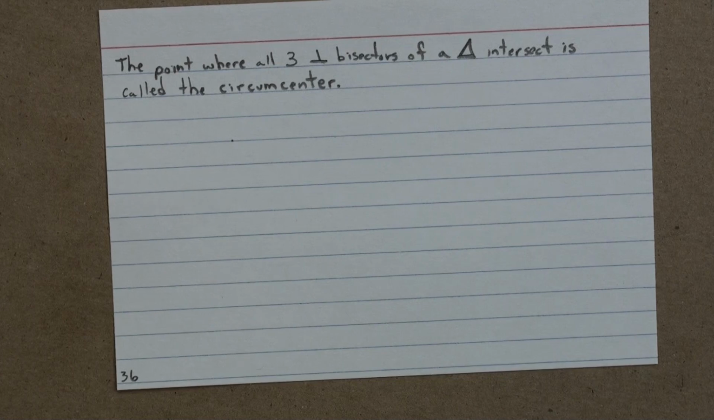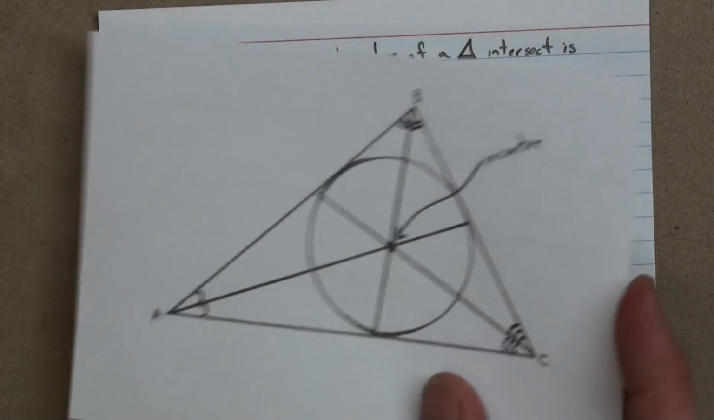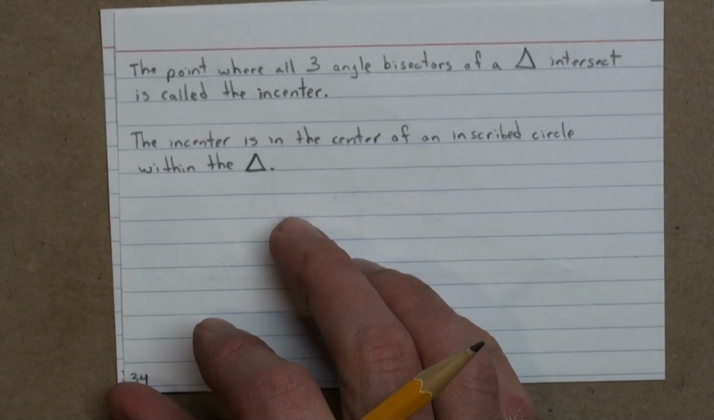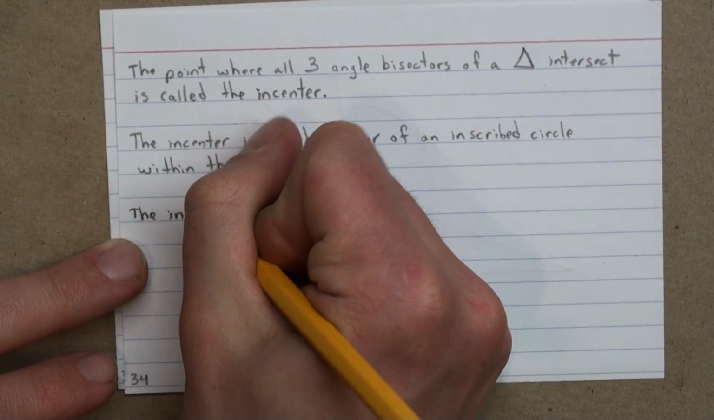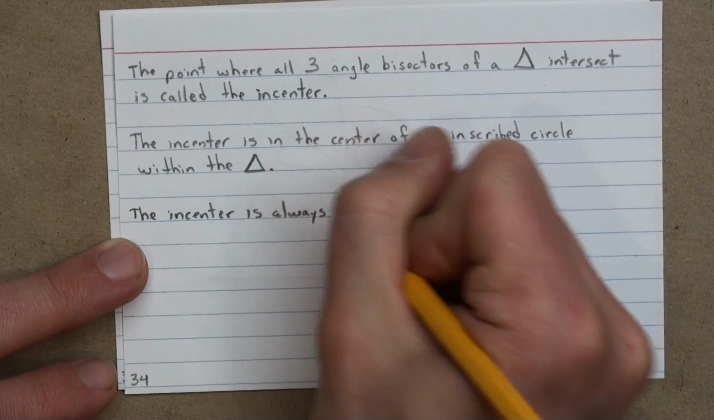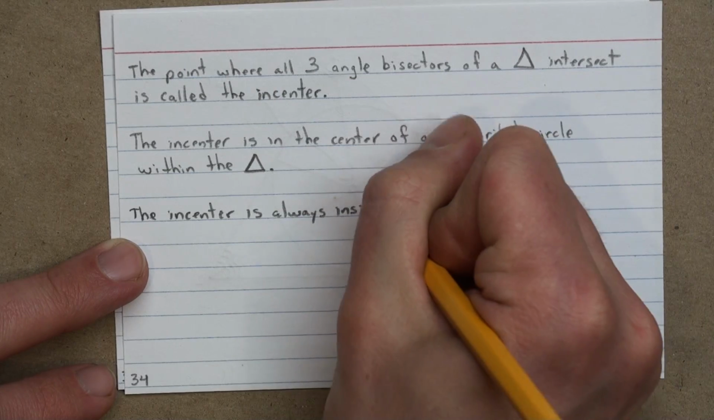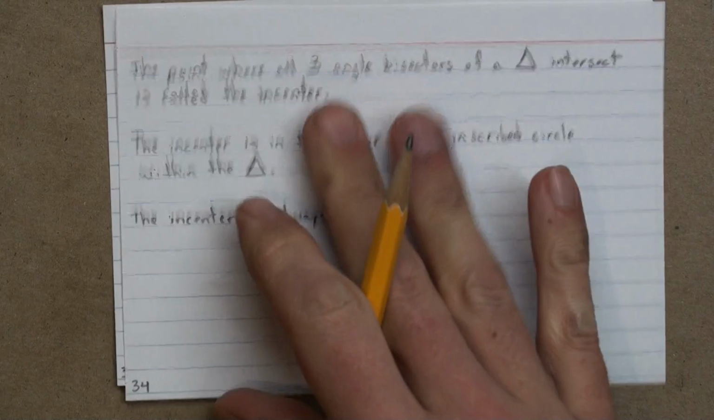Just give me one sec. I think we forgot to put something on. Oh yeah, on card 34, right? Let's put the incenter is always inside the triangle. Okay.